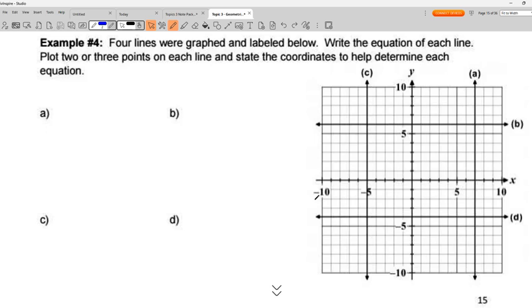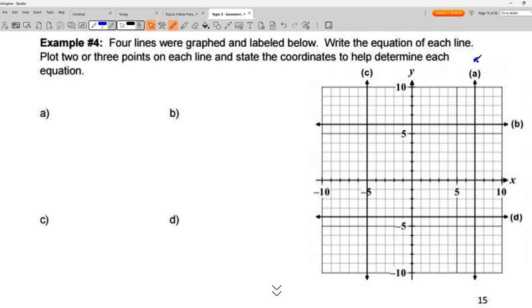In our next example, 4 lines were graphed and labeled below. Write the equation of each line. Plot 2 or 3 points on each line and state their coordinates to help determine the equation. So let's find line A. All right, here's line A, and we'll plot a couple of points that are on line A.